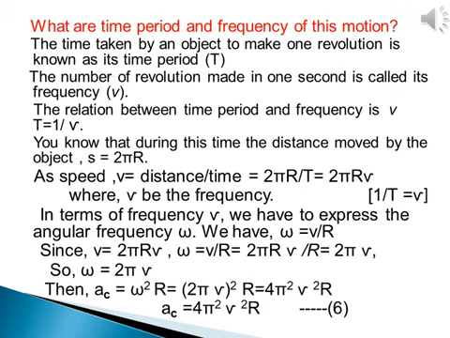Now, you are going to see the relationship between the centripetal acceleration and the frequency ν. The centripetal acceleration a_c is equal to ω²r, which is equal to (2πν) whole squared into r, since ω is equal to 2πν, which is equal to 4π²ν²r. Then a_c is equal to 4π²ν²r, which is the expression 6.